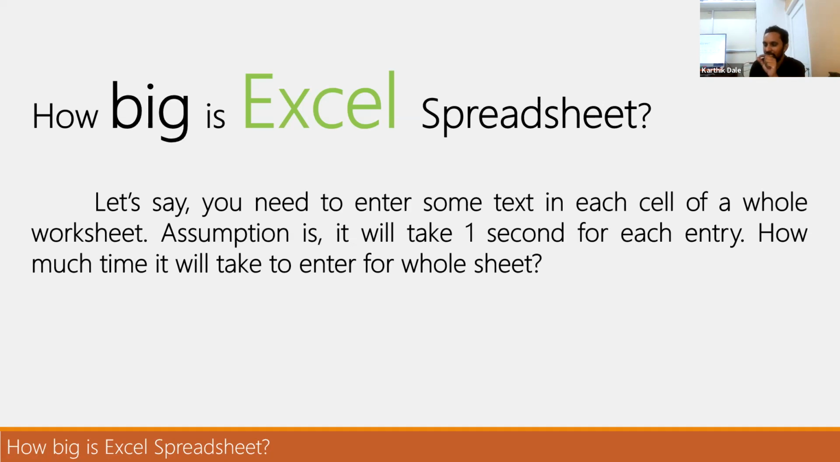If I enter one cell in 1 second, then 100 cells take 100 seconds, correct? 1,000 cells take 1,000 seconds, correct? So first of all, tell me how many cells we have: the number of rows into the number of columns. The number of rows is 10 lakh 48,576 and the number of columns is 16,384. I don't want you to multiply; it will give a big number, in crores. So those many seconds it will take.